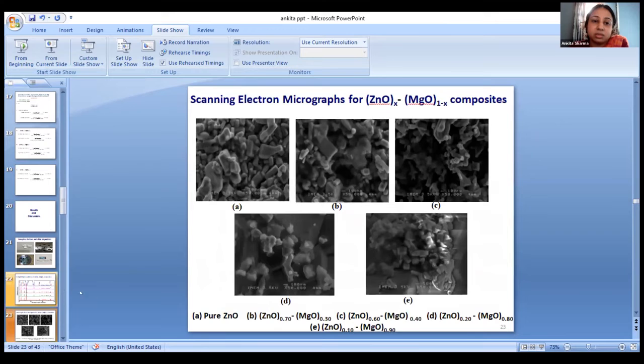This is the result of the scanning electron microscope. We will see the unevenness of the surface, as we know that grain structures of different sizes and shapes are present. And we will see that as the magnesium oxide content increases, the grain density of the thin film decreases, thereby providing us a more even surface.